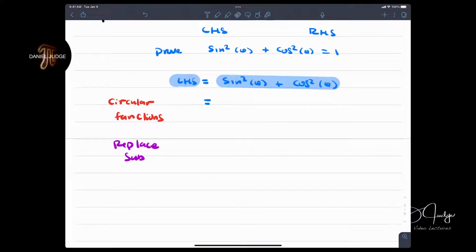Substitution, this idea of substitution. Anybody know what that means? To substitute? And to replace?